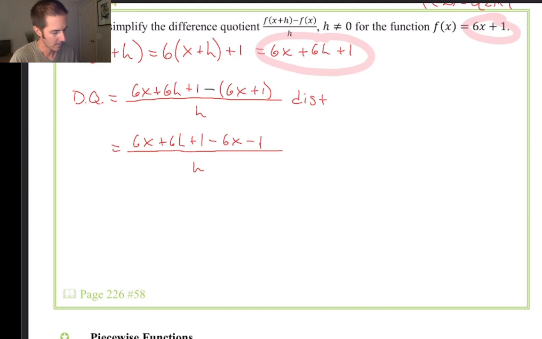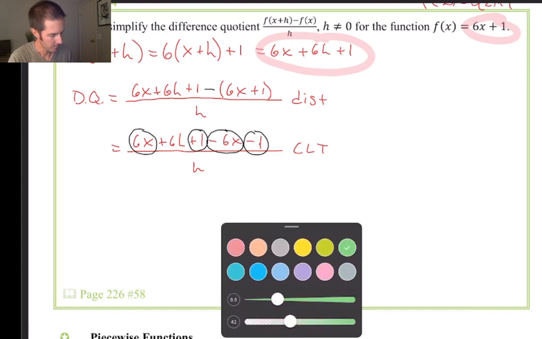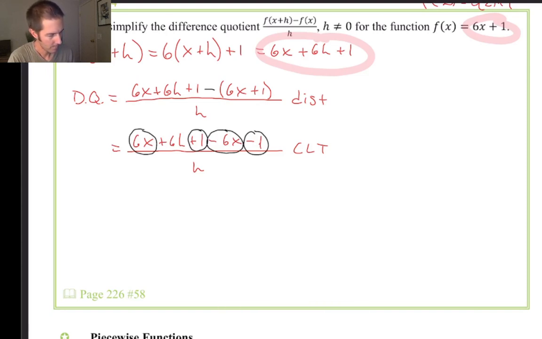The next thing we'll do is combine like terms, CLT, and this positive 6x will cancel out with this negative 6x, and the positive 1 cancels with the minus 1. All of the terms in f of x, once we negated it, will cancel out as you combine like terms in your processing of the difference quotient. If they don't all cancel out, then you've made a mistake.